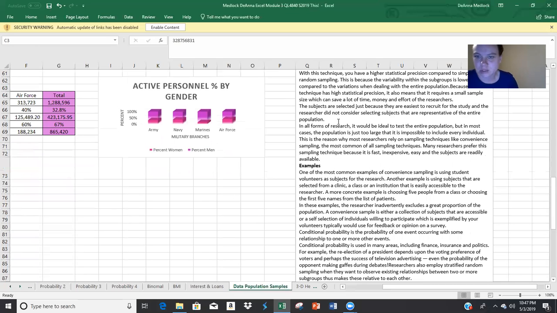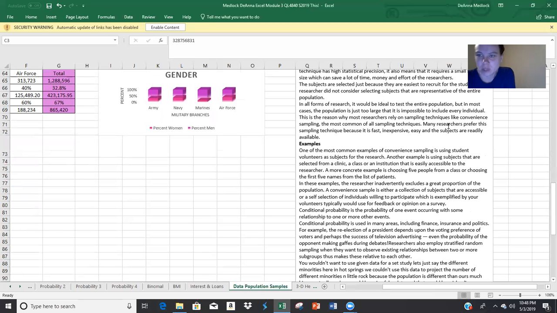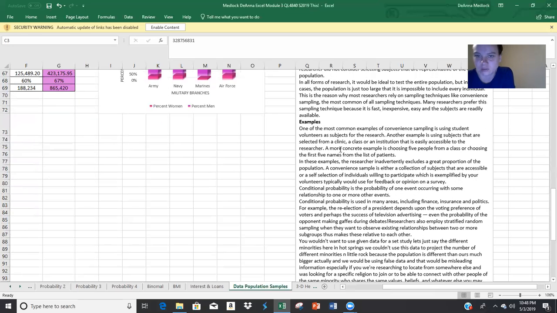The subjects are selected, and the researchers did not consider selecting subjects that are representative of the entire population. In all forms of research, it would be ideal to test the entire population, but in most cases, the population is just too large that it's impossible to include every individual. So that's why most researchers rely on sampling techniques like convenient sampling.